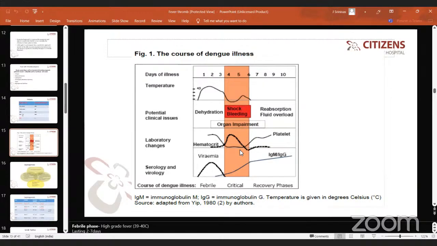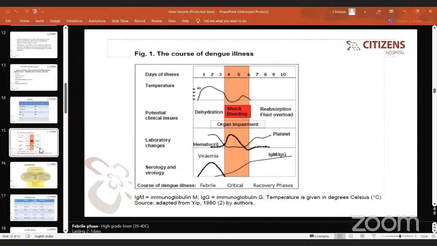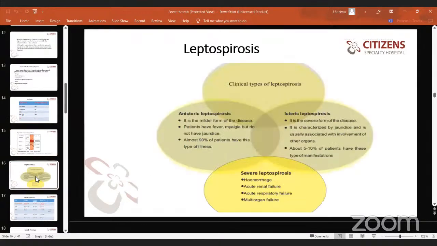Here we know the treatment, but I'm not going into the treatment aspects. This is the most common thing we need to understand. Okay, is it clear? Then we'll go to the next slide. Any questions on dengue? No, sir. Let's go into leptospirosis.